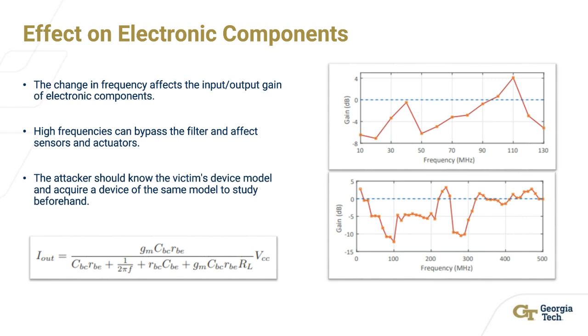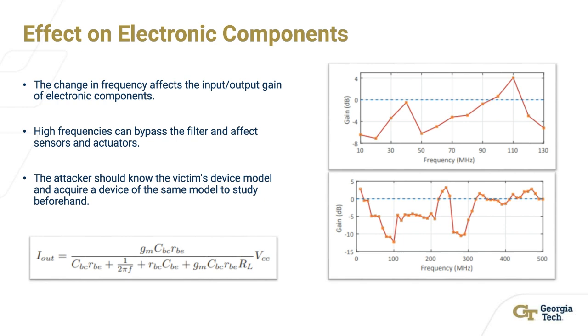Electronic components are highly sensitive to frequency variations. High-frequency signals can bypass protective filters, disrupting sensors and actuators. For example, in this given equation, I_out is the output current and VCC is the input voltage, while F is the frequency. So, from the equation, we can see that a higher frequency gives a higher input-to-output gain.